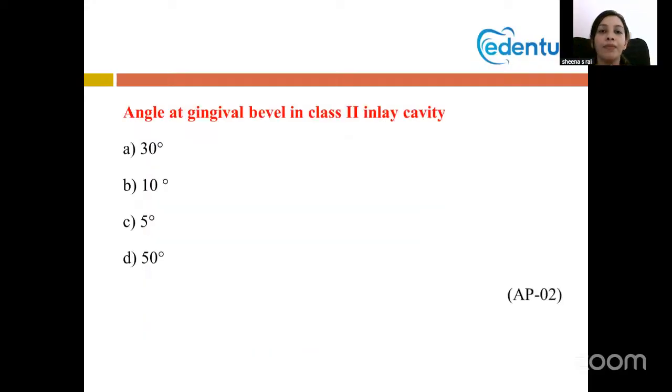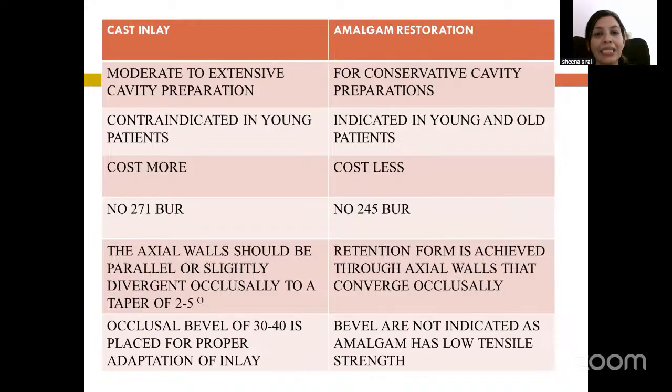Next question: angle at the gingival bevel in a class 2 inlay cavity. We know that we give angulation to inlay cavities, right? So what is the angle for a gingival bevel in a class 2 inlay cavity? It is 30 degrees. I would like you to memorize this particular slide to answer most of the questions on cast inlays and amalgam restorations. The comparison helps you memorize the differences.